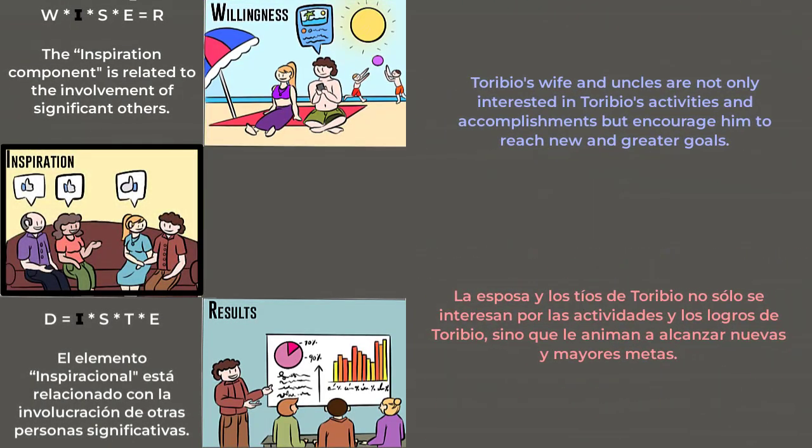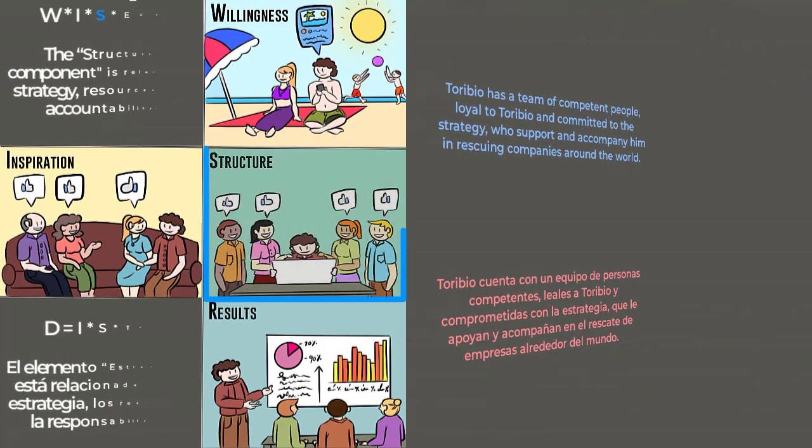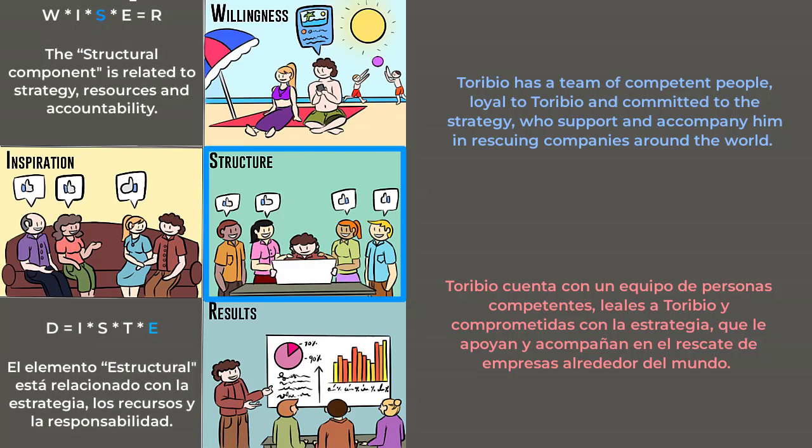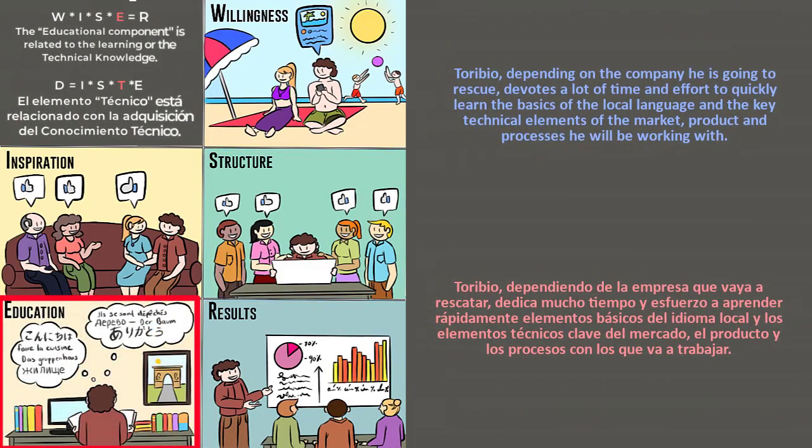Toribio's wife and uncles are not only interested in Toribio's activities and accomplishments, but encourage him to reach new and greater goals. Toribio has a team of competent people, loyal to him and committed to the strategy, who support and accompany him in rescuing companies around the world. Depending on the company he is going to rescue, he devotes a lot of time and effort to quickly learn the basics of the local language and the key technical elements of the market, product, and processes he will be working with.